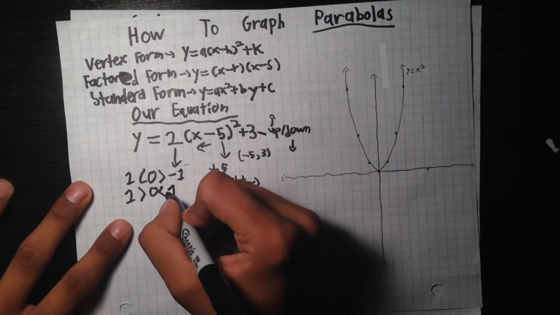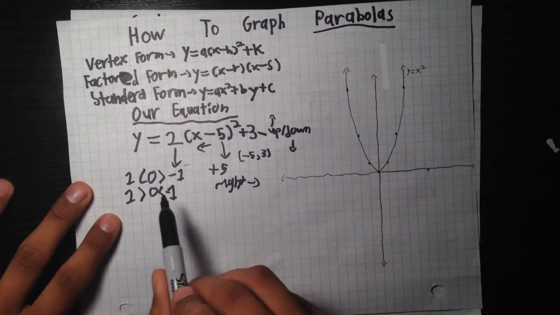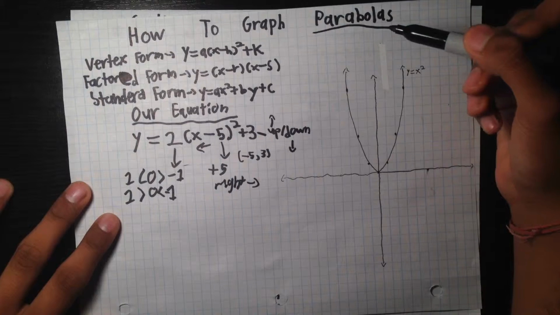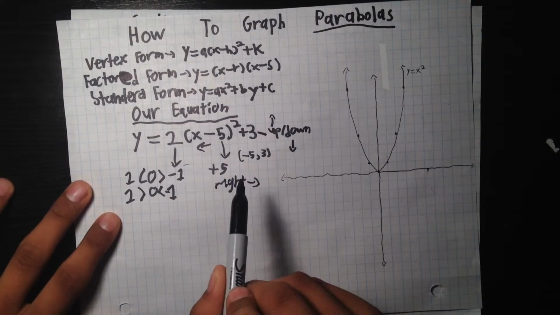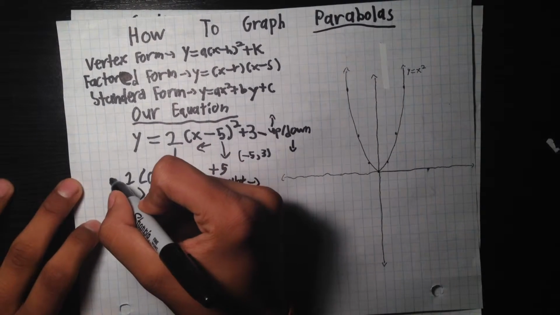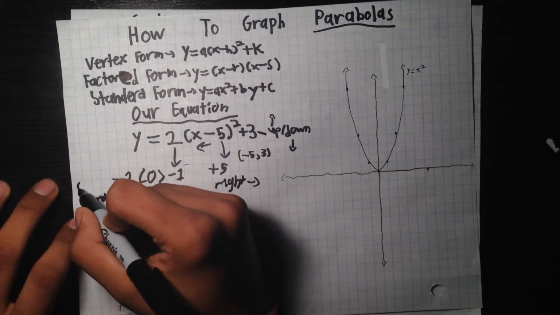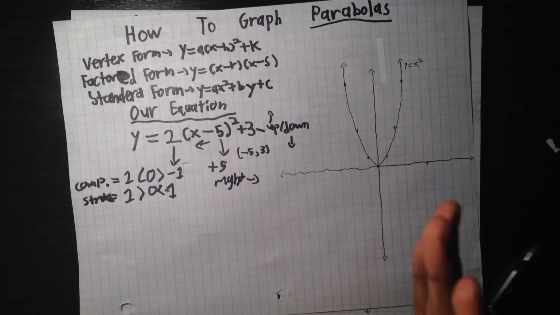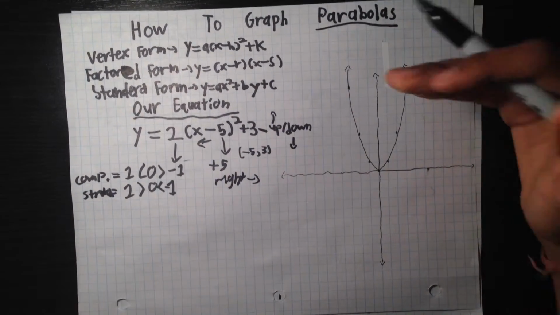I'm just going to show you right here quickly. If the a value is greater than 1 or -1, your parabola will stretch gradually. If it is lower than -1 or +1, then it's going to be a compression. So stretch and compression. Anywhere lower than 1 or -1, compression. Anywhere bigger than 1 or -1, it's going to stretch.